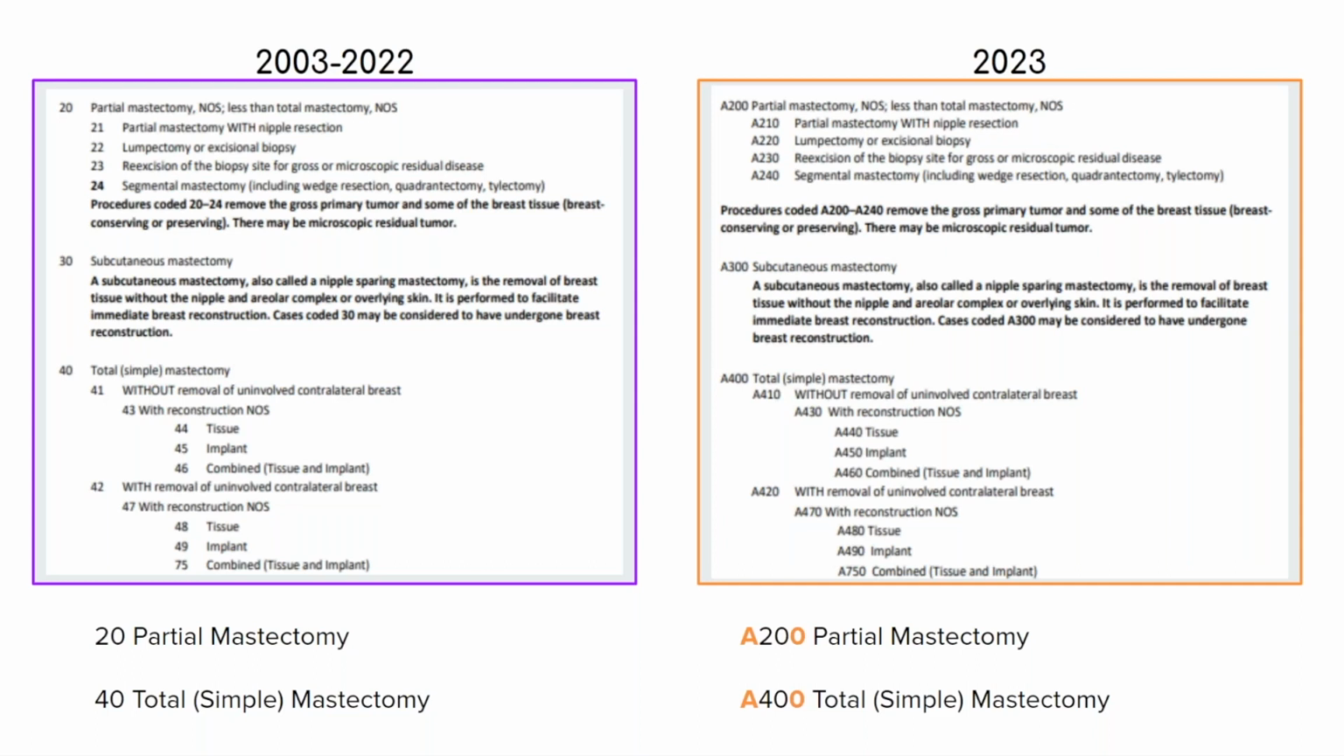They have not changed. As a reminder, these codes are hierarchical, so if your registry software allows for only one surgical procedure to be coded, be sure to code the most invasive procedure that is listed further down the list. For example, if a patient undergoes a lumpectomy, which is surgical code A220, and then a total mastectomy A400, code the total mastectomy since it's further down the list. Remember, we will continue to use the 2-digit codes in the purple box for cases diagnosed 2003 to 2022, the new codes in the orange box for cases diagnosed in 2023.